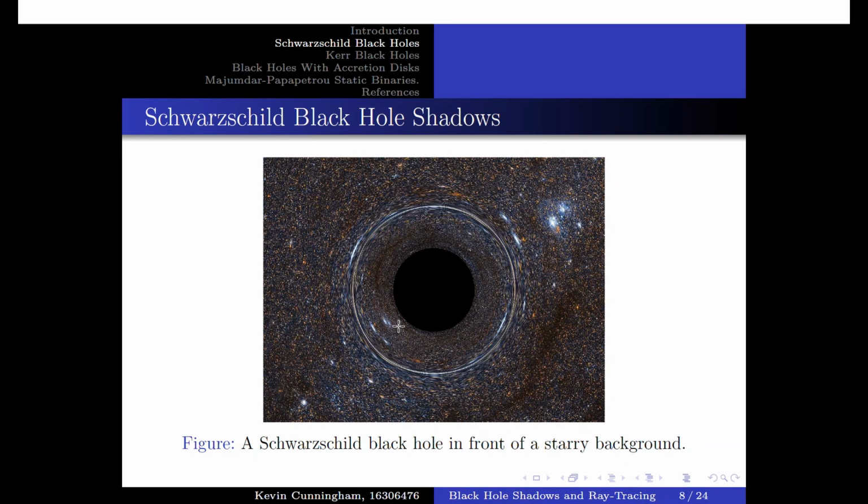Here we see our black hole in front of a starry background. This is interesting to look at because we can see the reflection of individual points. So for example, this star here is reflected here inside the Einstein ring. This star here is reflected from here, and these two stars are a reflection of these two stars here.